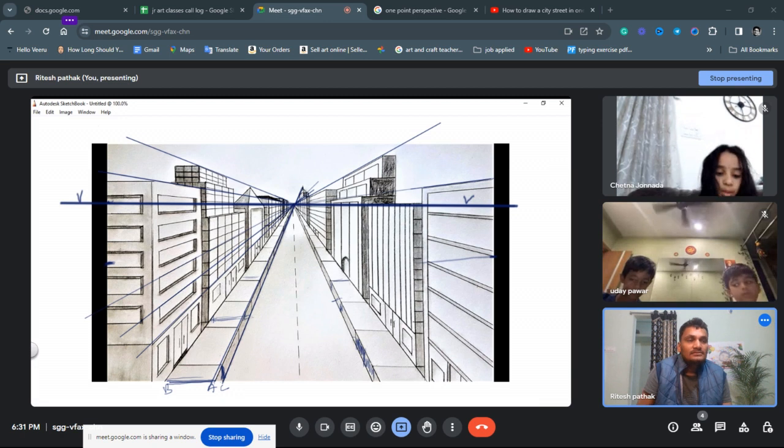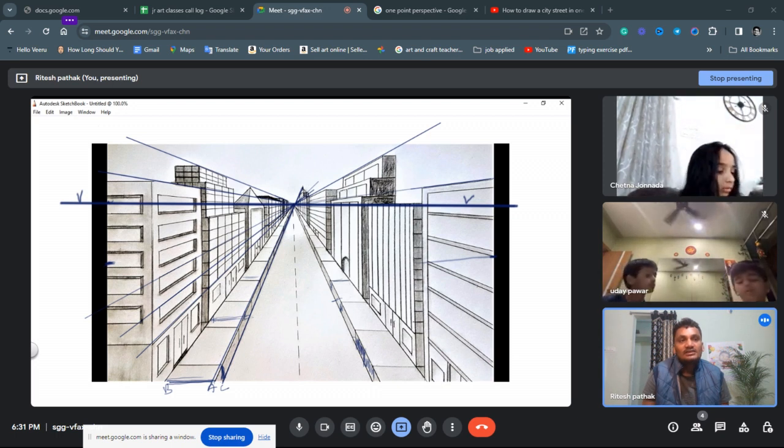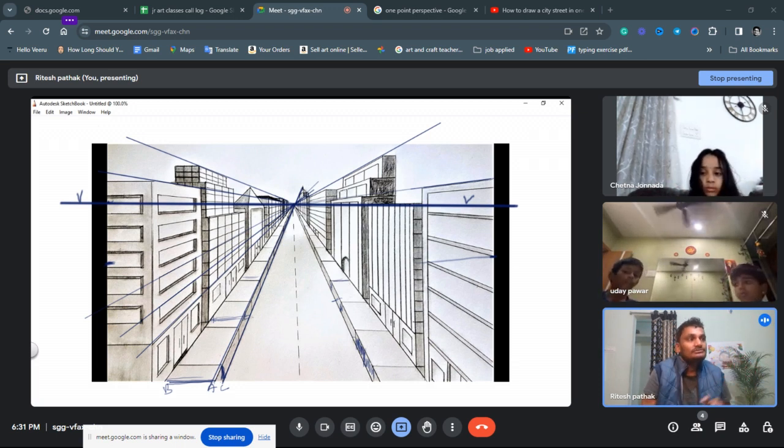Yes, sir. Yeah, so please see. That is why I'm telling you, do slowly, no need to do very fast. First understand, then do. Chetna, first see this drawing and try to understand. If you are not understanding, ask me.